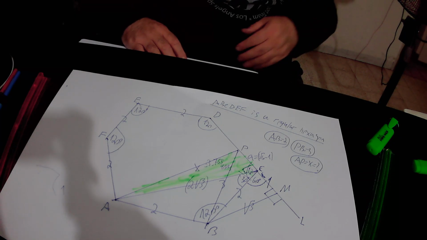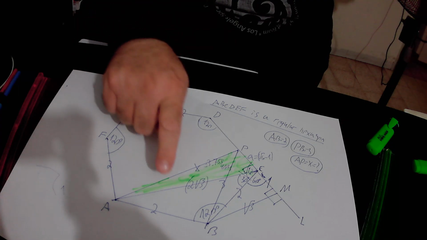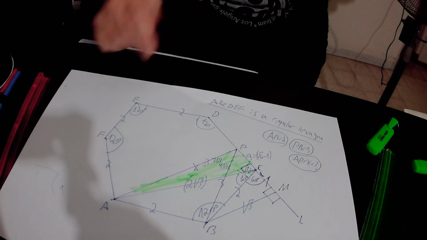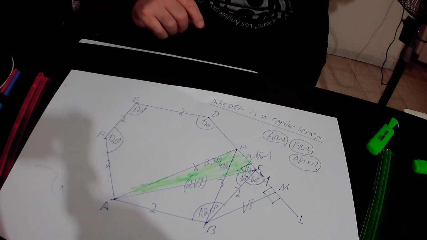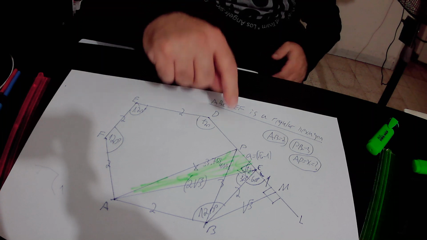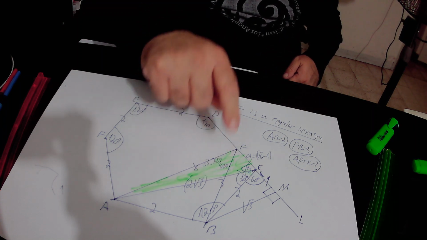It is given in the question that side AB equals 2 units, therefore all the other 5 sides of this regular hexagon must also be equal to 2 units. Here we know that line segment PB equals 3 units in length.